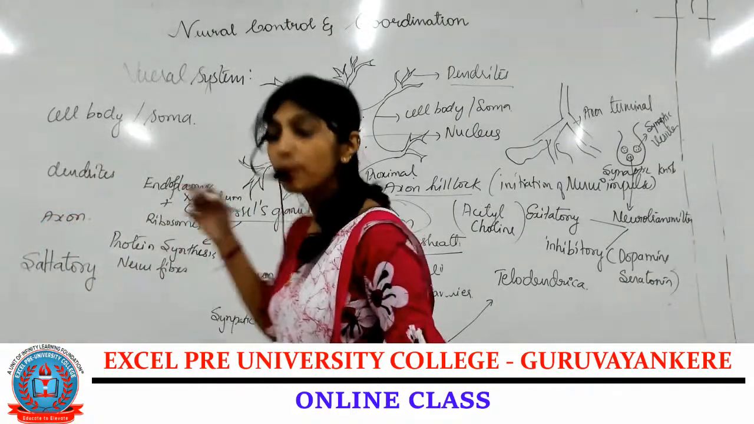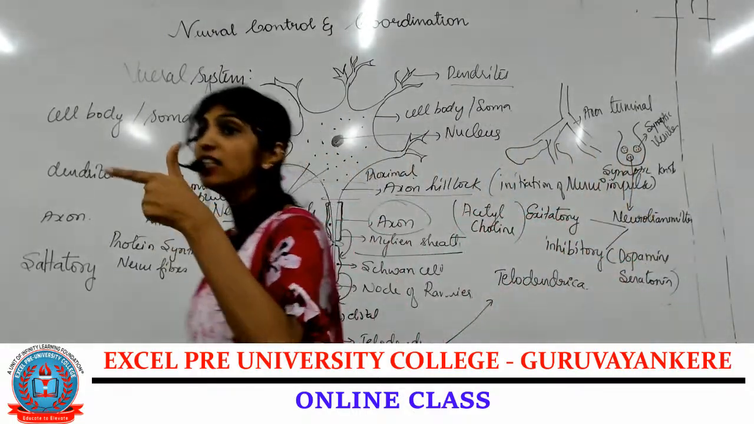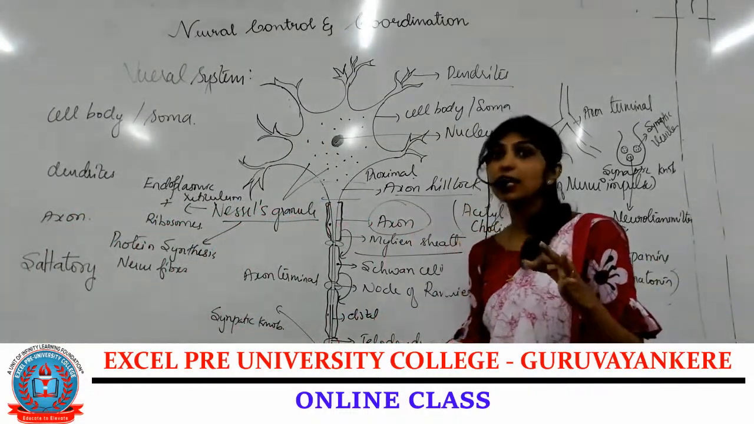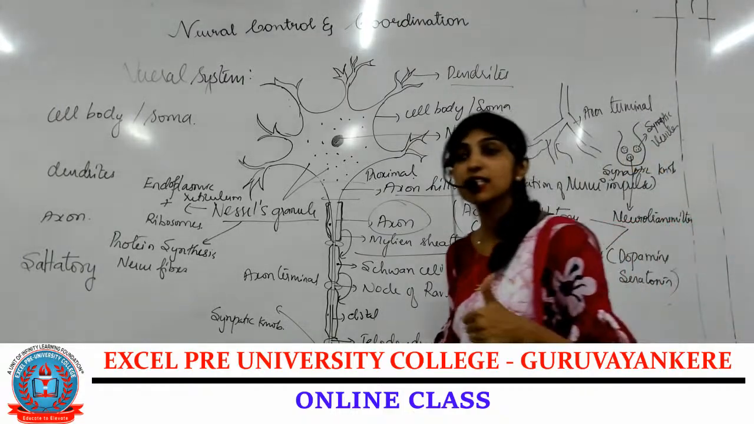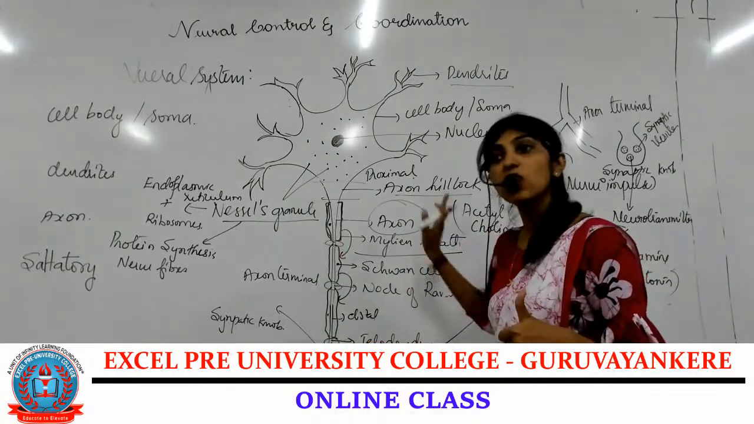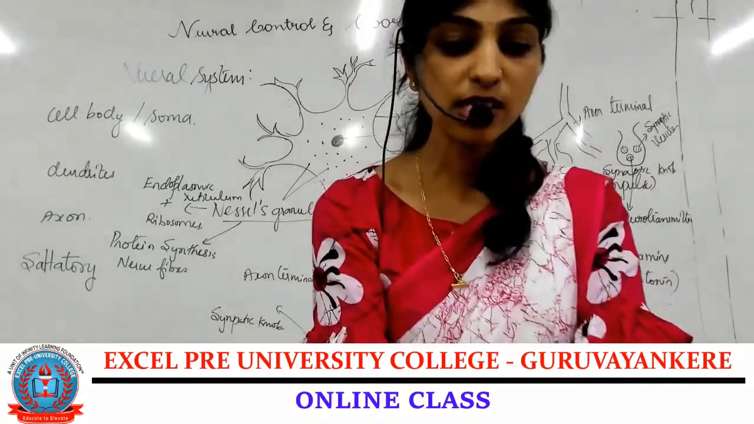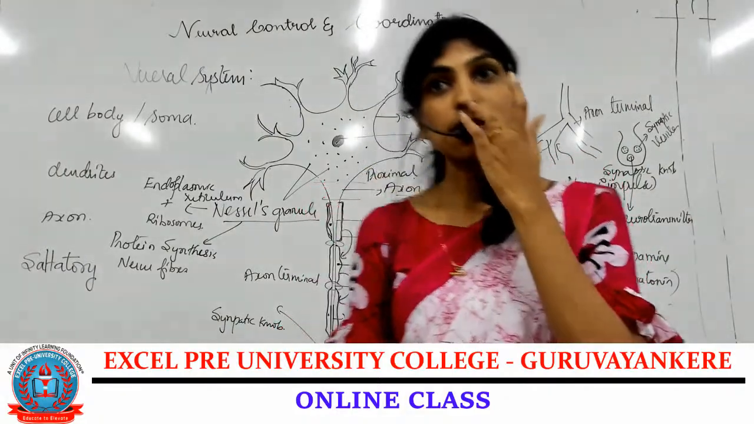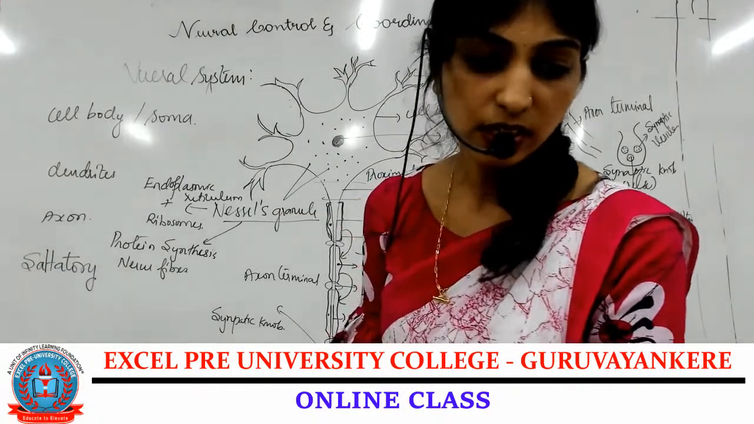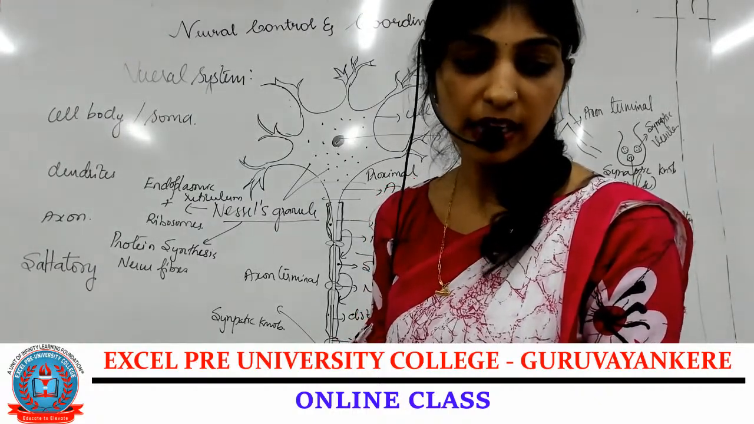Now, based on the presence and absence of this myelin sheath, there are two types of neurons: myelinated and unmyelinated neurons. Now tell me, what are myelinated neurons? If the axon region consists of myelin sheath, then we call it a myelinated neuron. Myelinated neurons are generally present in the central nervous system and the peripheral nervous system.